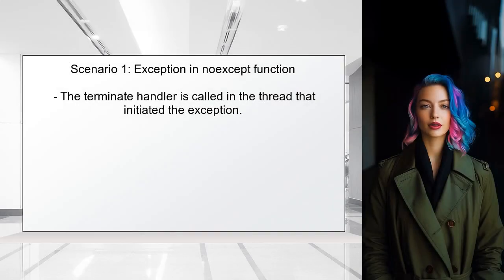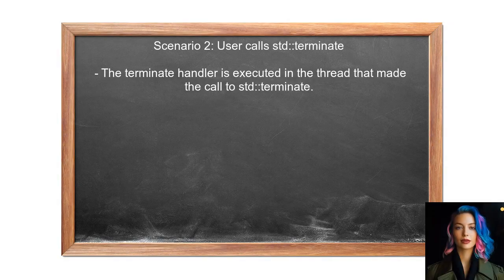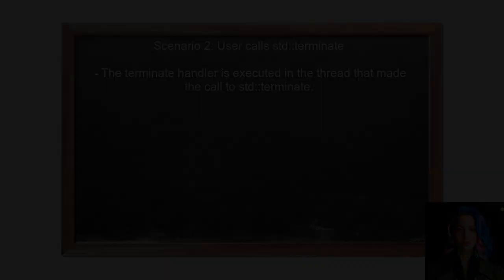First, let's address the first scenario. When an exception is thrown inside a function marked with noexcept, the terminate handler is called in the thread that initiated the exception. Next, when the user explicitly calls terminate, the terminate handler is also executed in the thread that made the call. This means the context of the call is preserved.